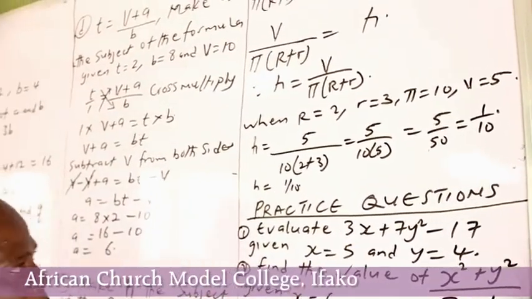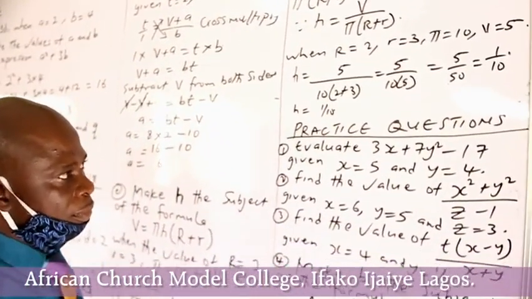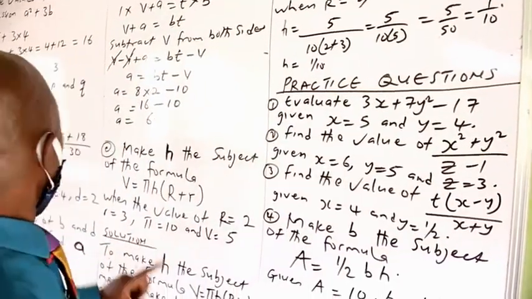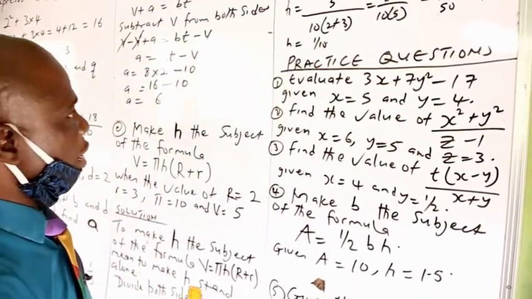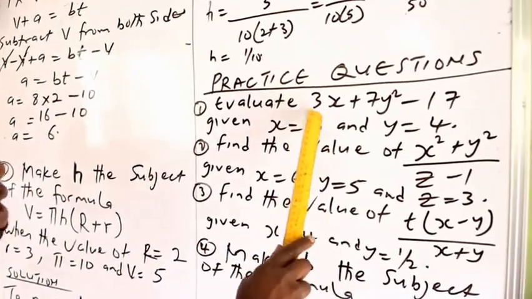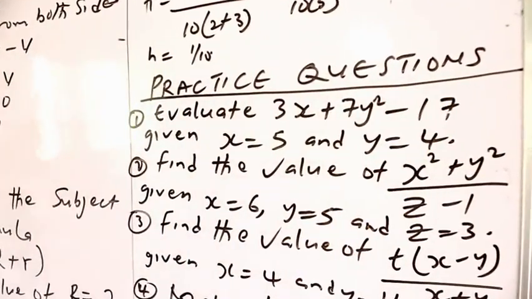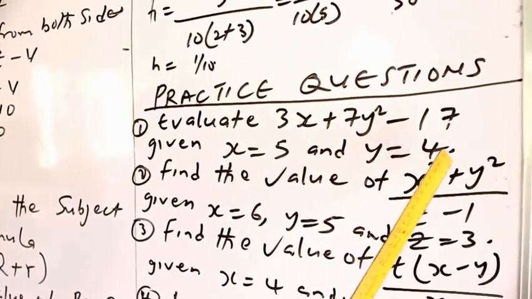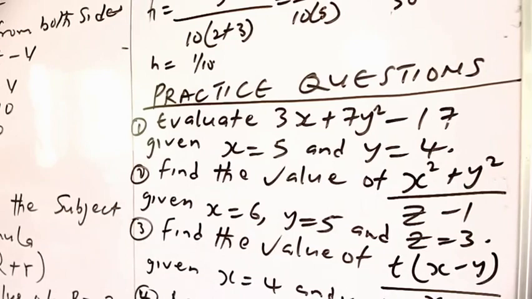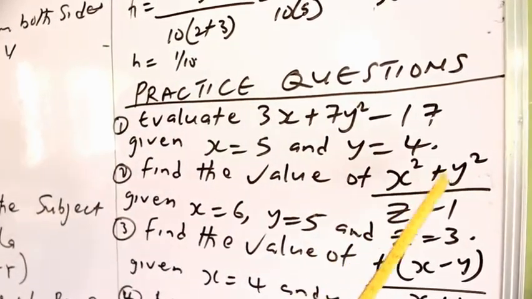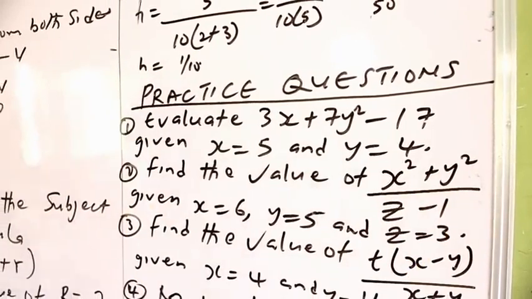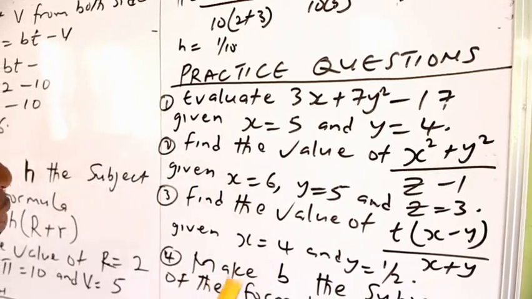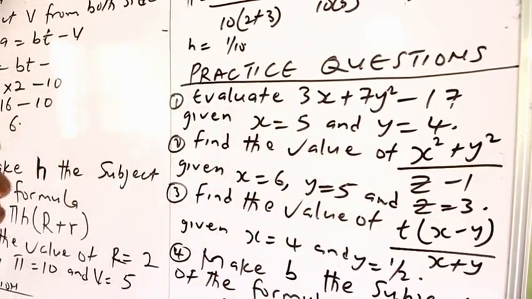Now, from this, practice questions. We need to practice this one. It covers all the examples we have done so far. Number 1: Evaluate 3x plus 7y squared minus 17, given that x is equal to 5 and y is equal to 4. B: Find the value of x squared plus y squared over z minus 1, where x is 6, y is 5, and z is 3.